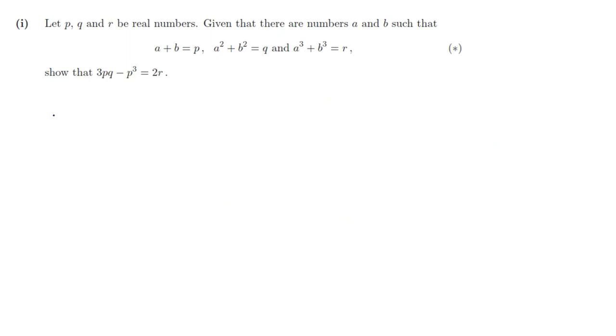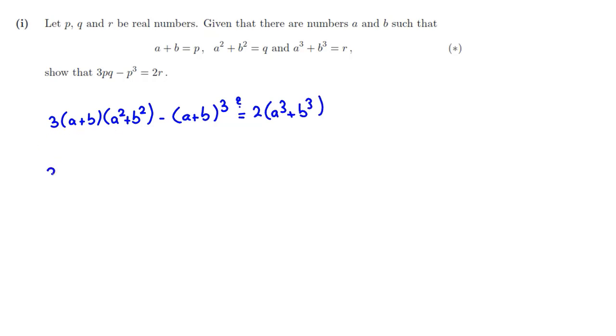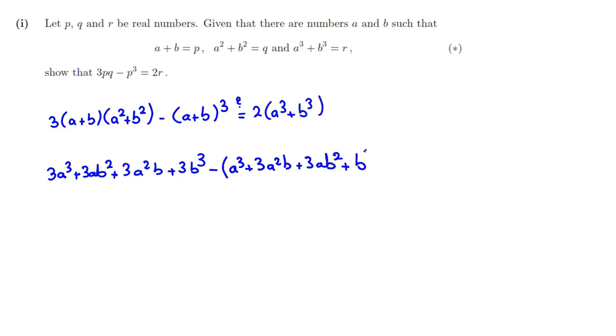So let's replace: 3pq is 3 times (a plus b) times (a squared plus b squared), minus p cubed. P cubed is what? (a plus b) cubed. Why is it equal to 2r? We want to prove it: 2 times (a cubed plus b cubed). Here, this one will be 3a cubed plus 3ab squared plus 3a squared b plus 3b cubed, minus this part, which will be a cubed plus 3a squared b plus 3ab squared plus b cubed.